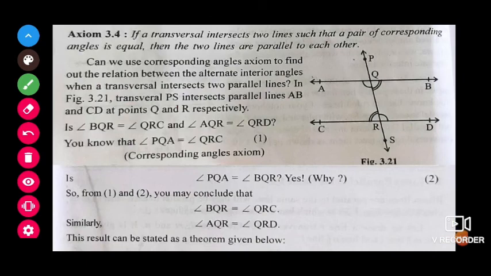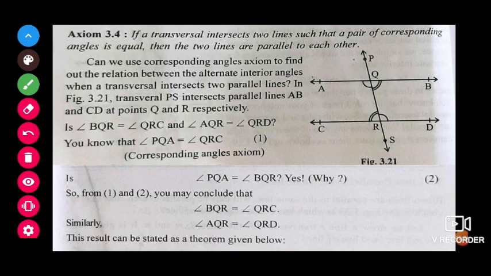Axiom 3.4, children. What does this mean? Here, if a transversal intersects two lines such that a pair of corresponding angles is equal, then the two lines are parallel to each other. Whatever we learned now, that only they are showing in the opposite, reverse way. What I told you now: whenever a transversal passes through parallel lines, the corresponding angles will be equal. Now they are saying that if the corresponding angles are equal, then the transversal is passing through parallel lines.